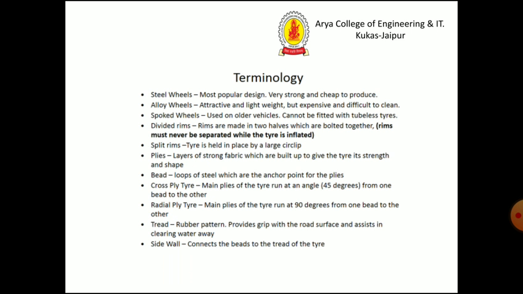The basic terminologies used in tires are steel wheel, alloy wheels, spoked wheels, divided rims, split rims, plies, beads, cross ply tires, radial ply tires, tread, and the sidewall.